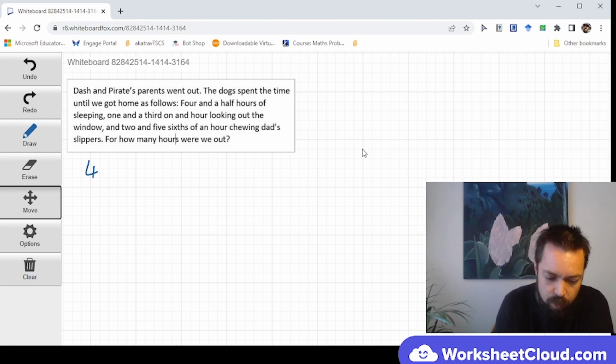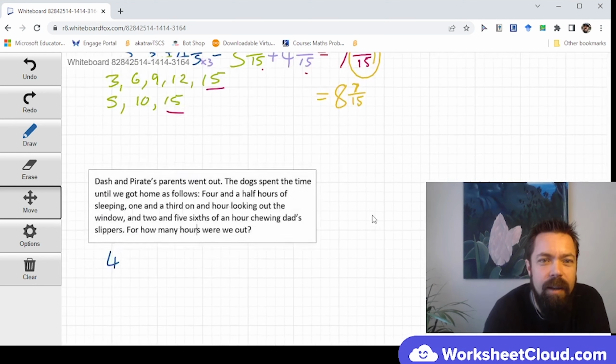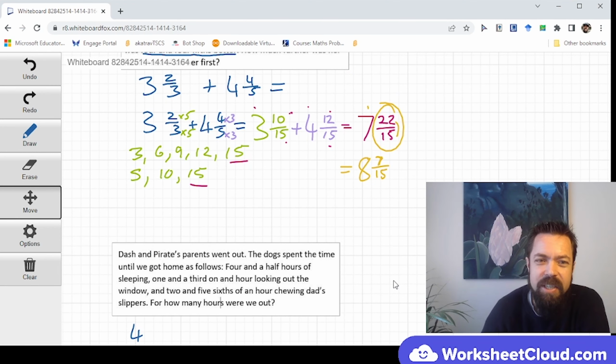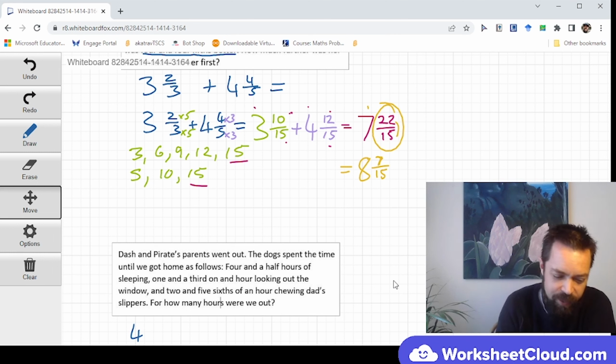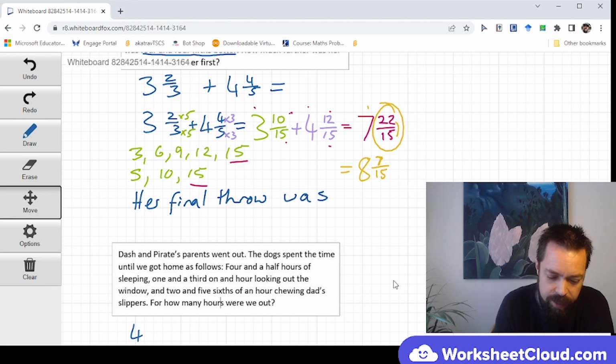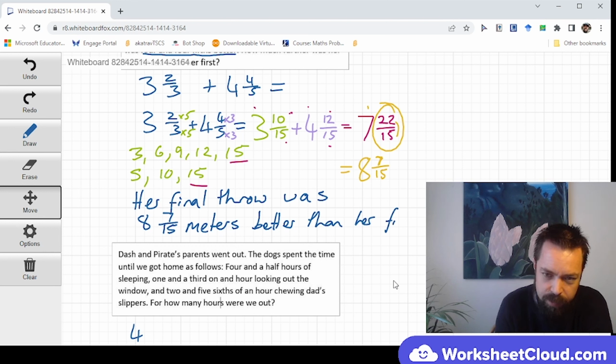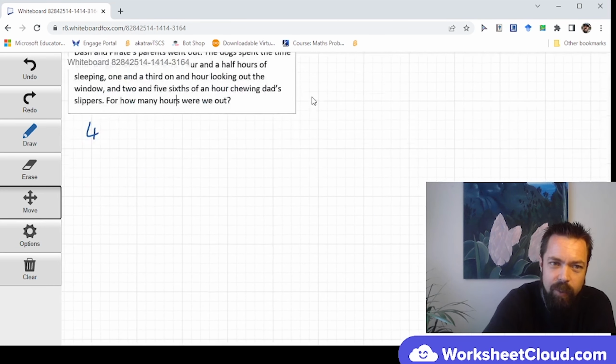All right, so, in my previous one, I would get marked down by my teacher because I didn't put a word answer. So I would have to say, her final throw was 8 7/15 meters better than her first. Okay, managed to get that, otherwise I would have lost marks.